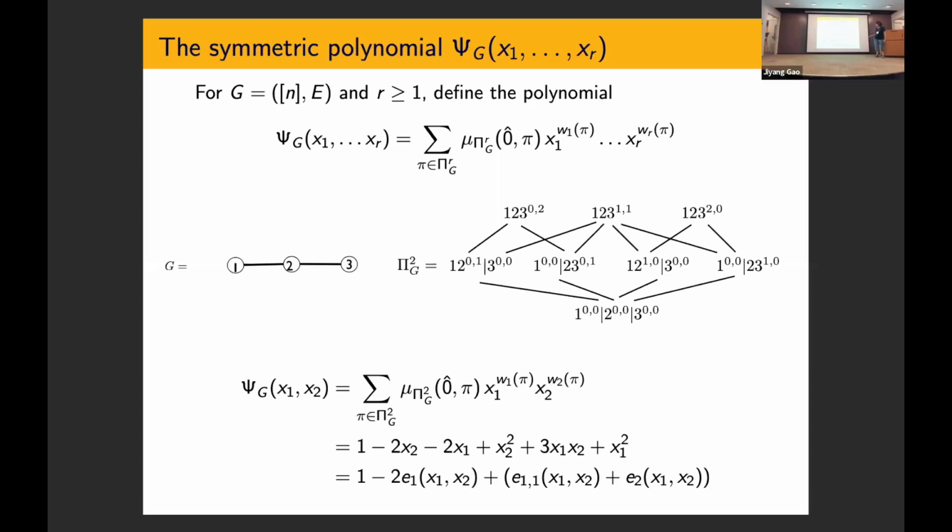So we get this inhomogeneous symmetric function. I put it in terms of the e's. And here we have degree 0 is positive, degree 2 is positive, degree 1 is negative. So we're going to call this alternating e-positive.